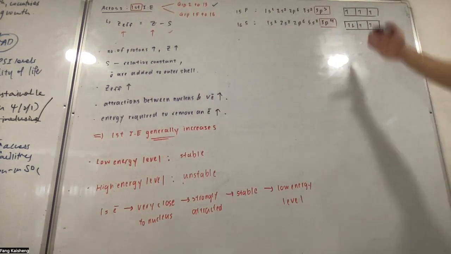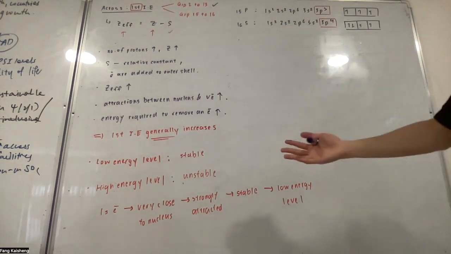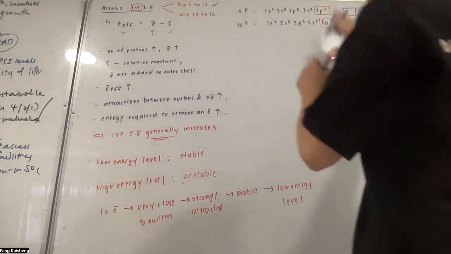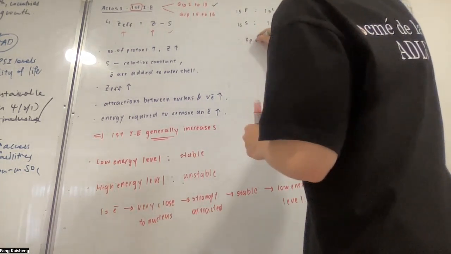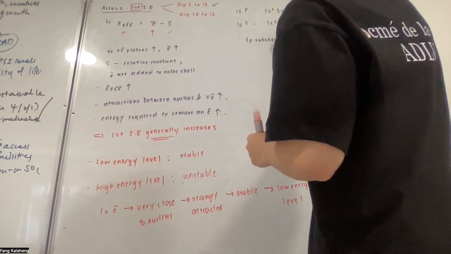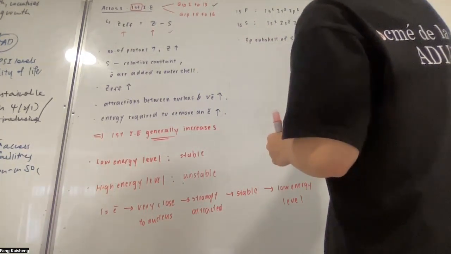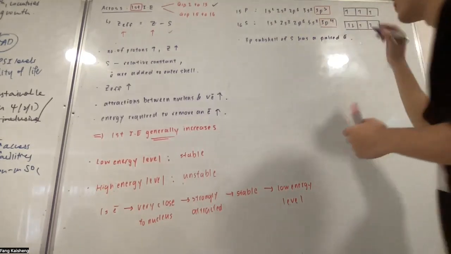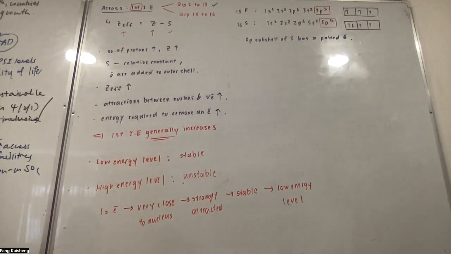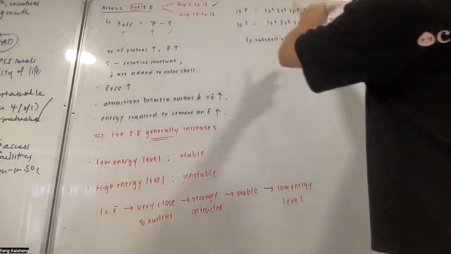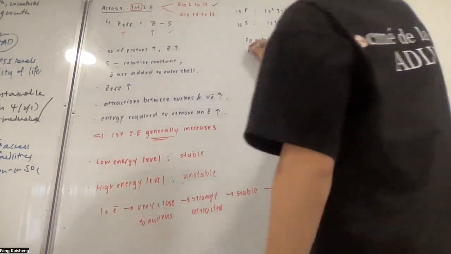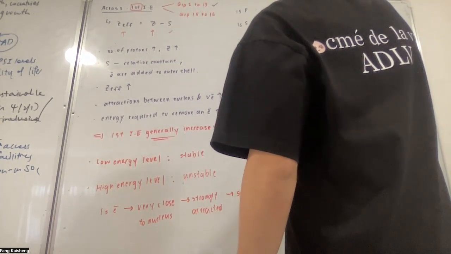A lot of people just tell me, okay, there's a lot of repulsions. But where? There are repulsions everywhere. You must specify exactly that it's in the 3p subshell. The 3p subshell of sulfur has a paired electron. You must bring up this point first: it's because sulfur has a paired electron while phosphorus doesn't. You can then tell me which experiences inter-electronic repulsion.